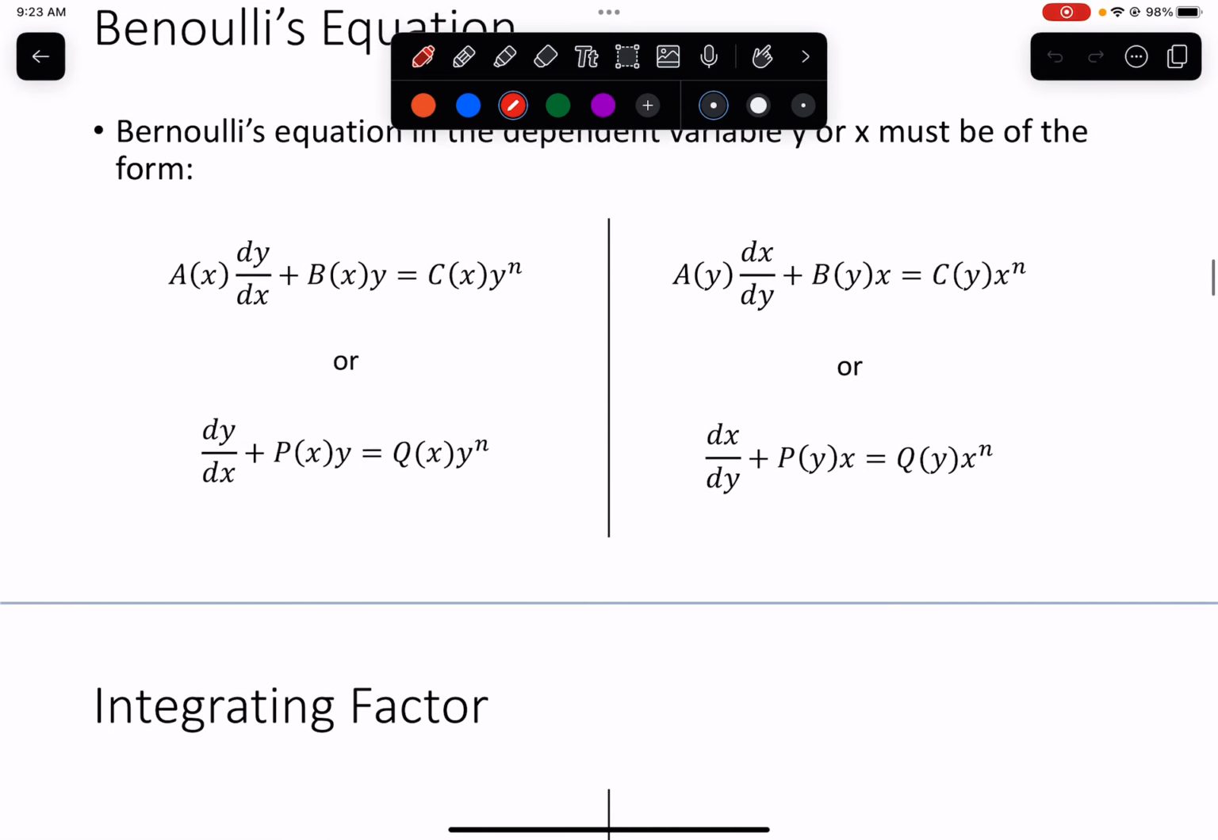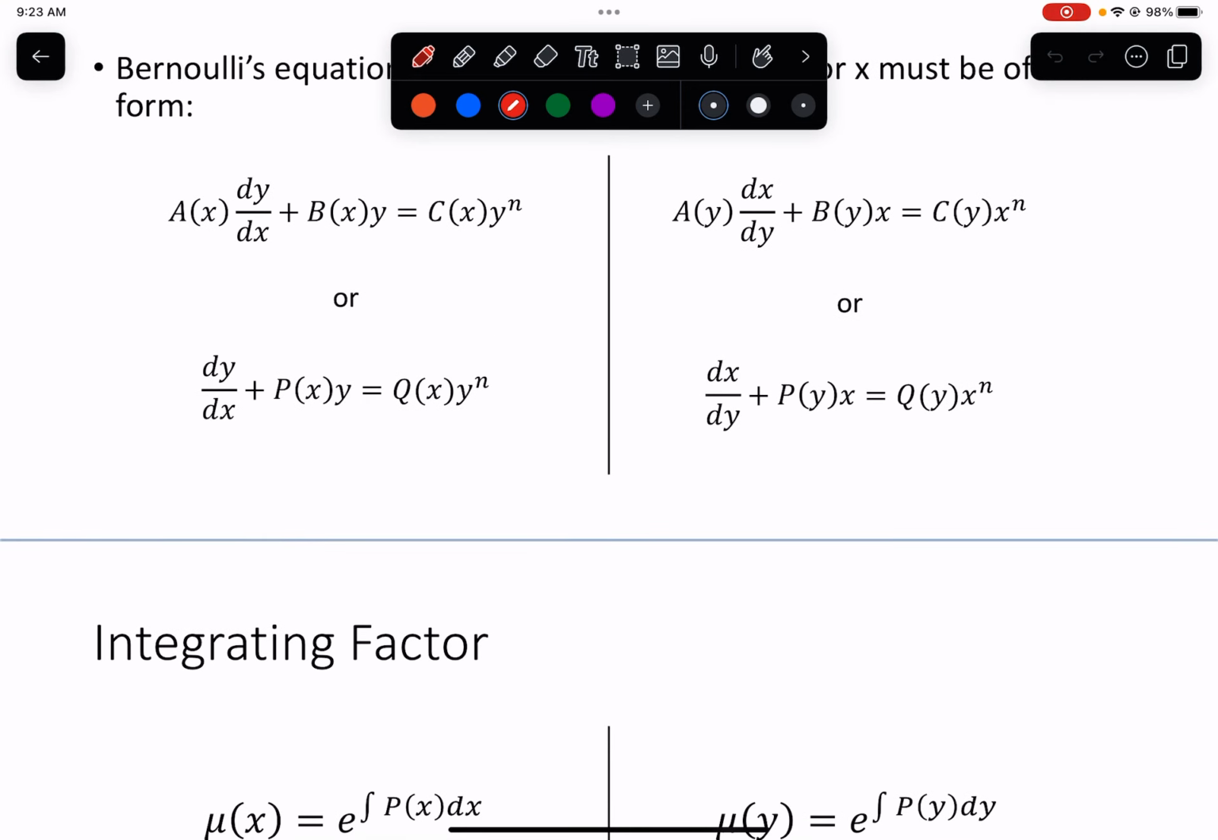So Bernoulli's equation has almost the same format as the standard form for a linear equation. The only difference is the presence of the y raised to n. That makes it a nonlinear differential equation. But we can transform this nonlinear equation into a linear equation through a certain substitution.